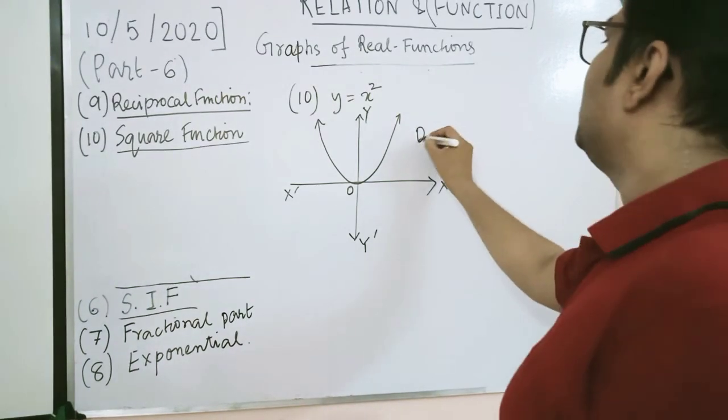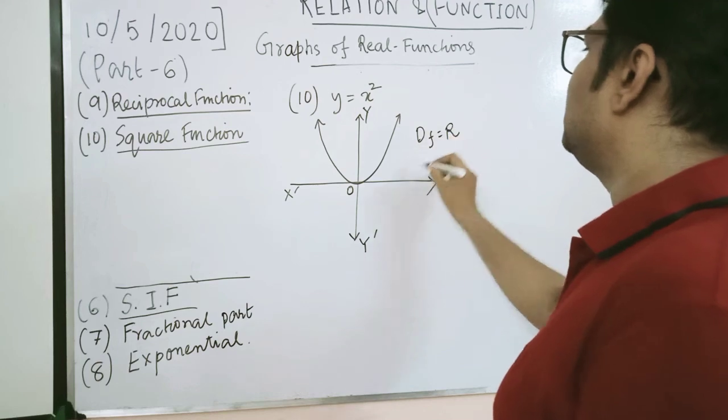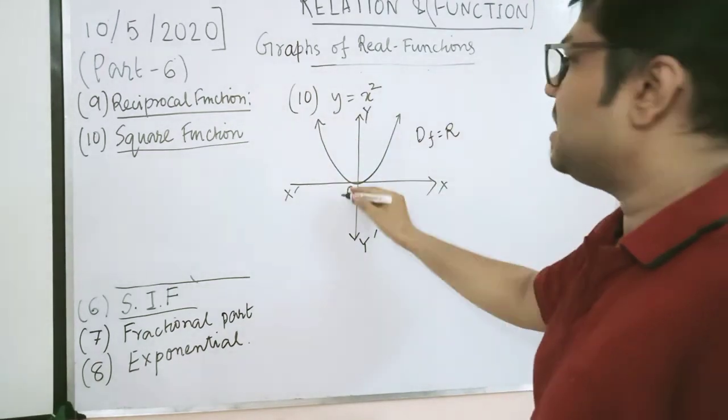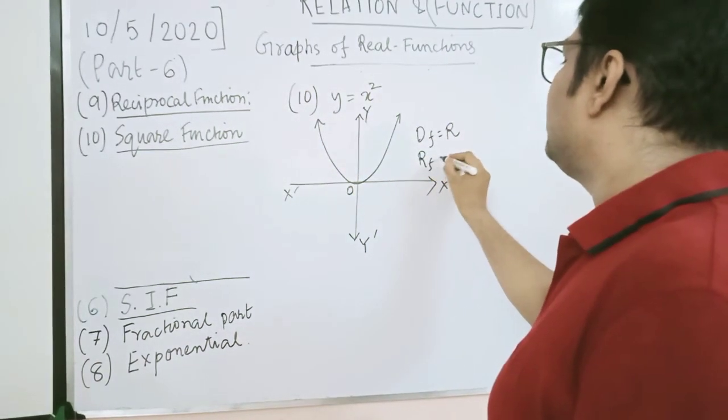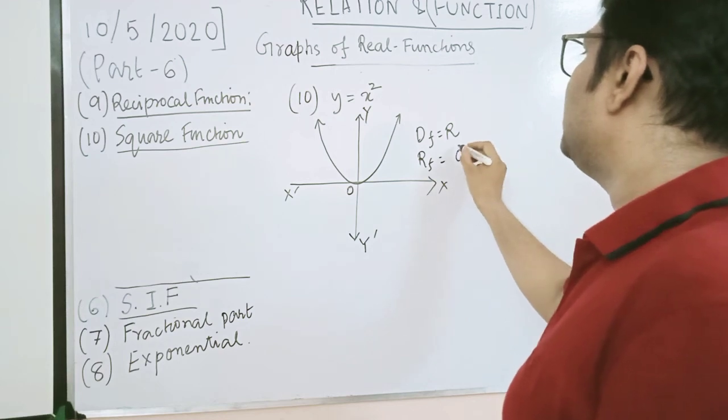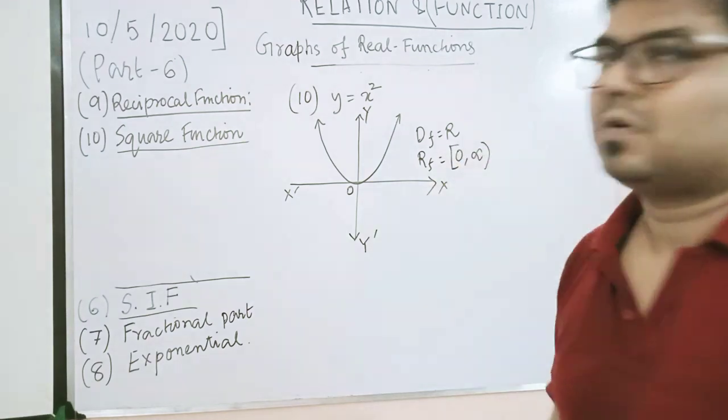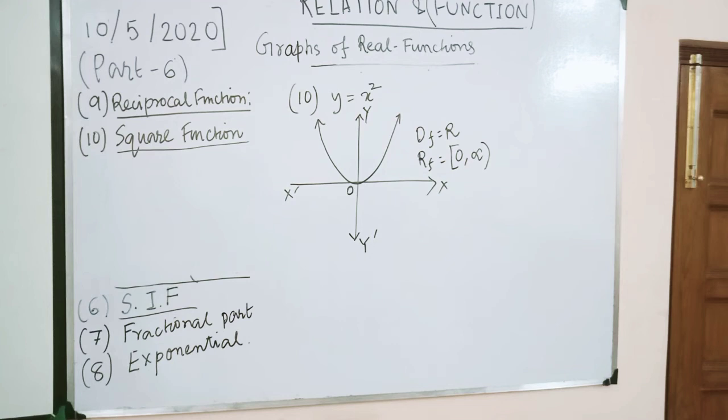So the domain becomes R. But as you see, y is always 0 and up. So the range will be 0 to infinity. That means a closed open interval. Range is the closed open interval from 0 to infinity. So this is all with the square function.